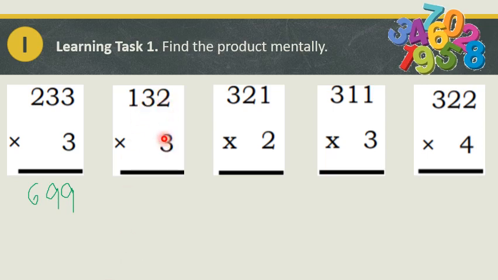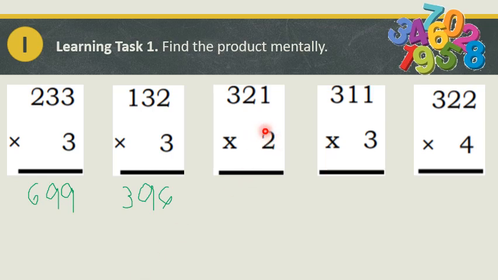Dito naman, ganun uli, unahin uli yung nasa kanan. 3 times 2 ay 6. Then, yung kasunod na, 3 times 3 is 9. Then, yung huli, 3 times 1 is 3. Ang 132 times 3 is 396.